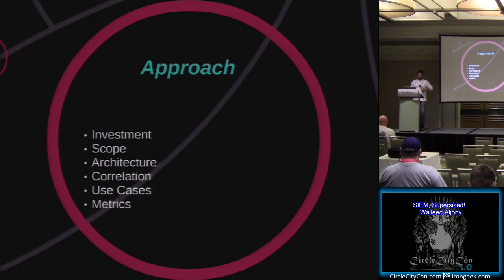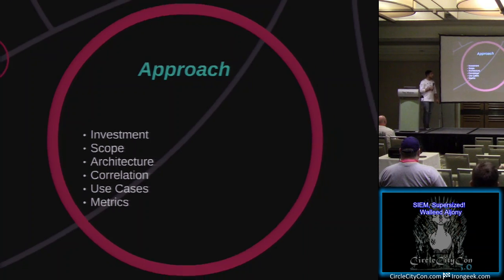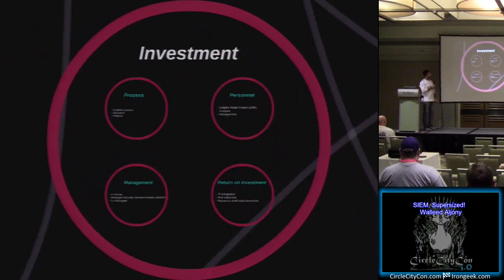There are a few approaches to consider when you're going for a SIEM deployment. I usually like to break it out into six things: investment, scope, the architecture, correlation, having proper use cases, and utilizing metrics for your deployment. We'll go first into the investment piece.